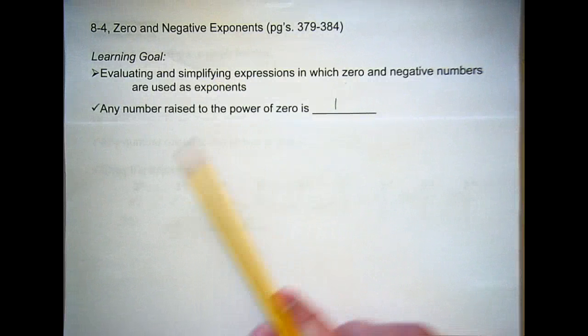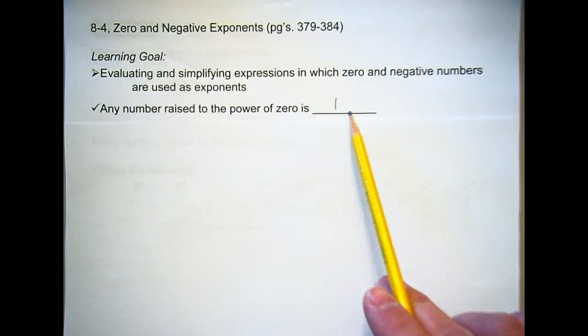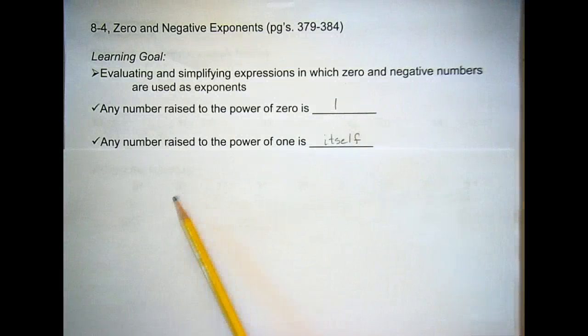So, really quick review of yesterday. Okay, negative and zero exponents. Remember, any number raised to a power of 0 is 1. And any number raised to a power of 1 is itself.